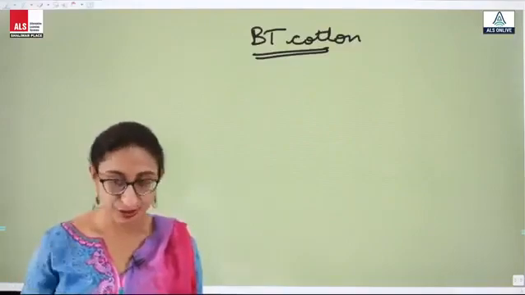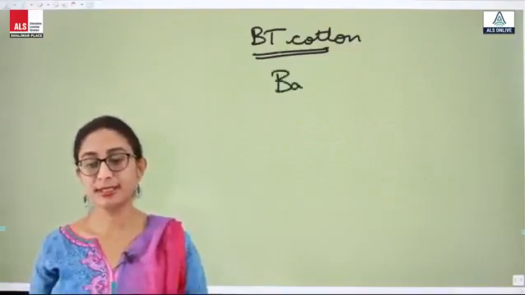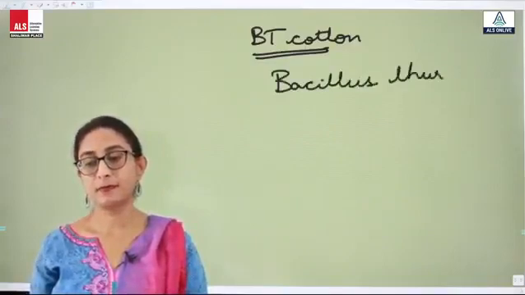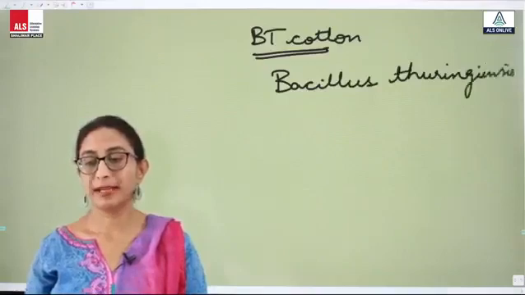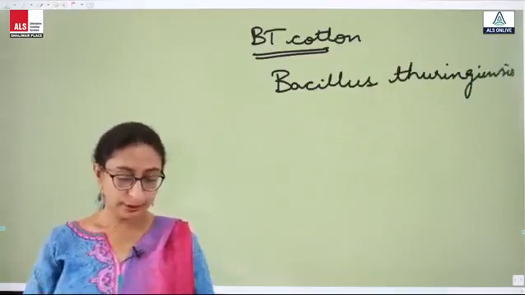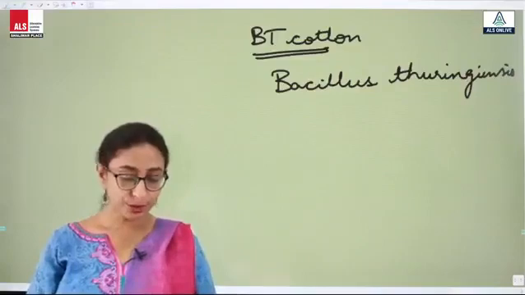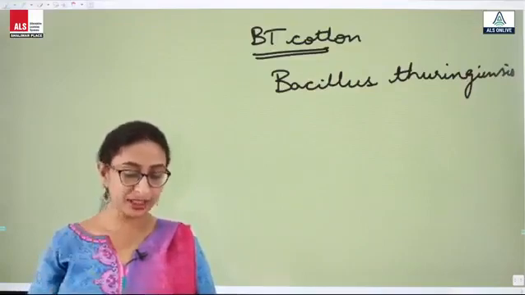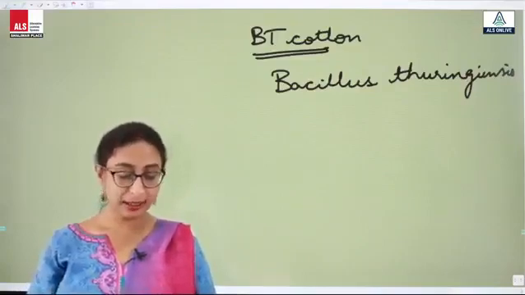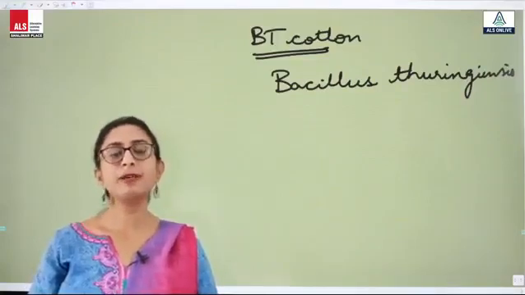Okay, so here in BT cotton, BT stands for Bacillus thuringiensis. Fine. So, we use recombinant DNA technology or genetic engineering to produce disease-resistant plants, insect-resistant plants, to increase the shelf life of fruits and flowers. What is the meaning of shelf life?